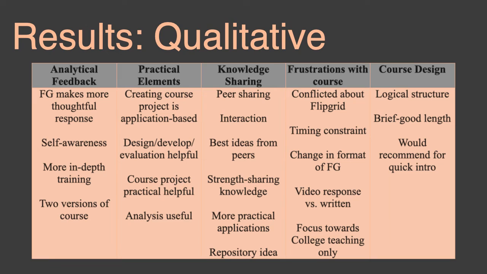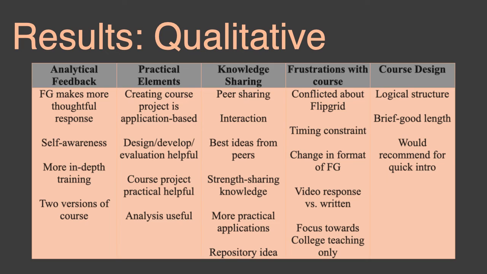After the interview, observation, and open-ended response questions were coded and sorted, we identified 5 thematic categories. The first category, analytical feedback, repeated ideas including Flipgrid reflections, self-awareness, the need for more in-depth training, and the need for 2 versions of the course. The second coded category, practical elements, had key takeaways that centered around the helpfulness of the course content and the practicality of the application-based course project.